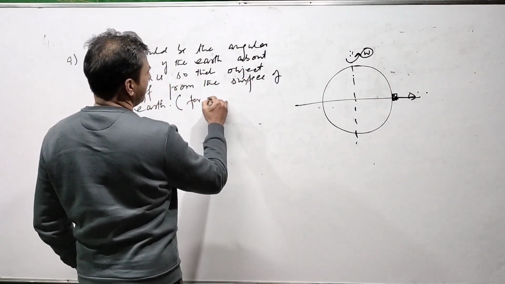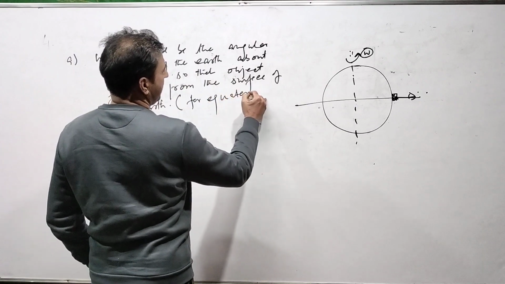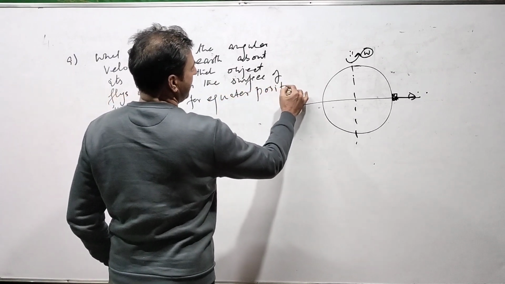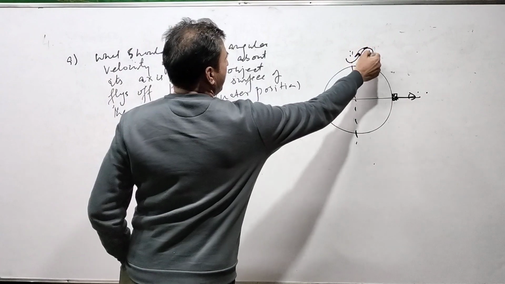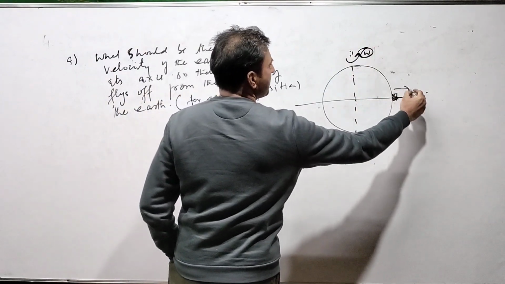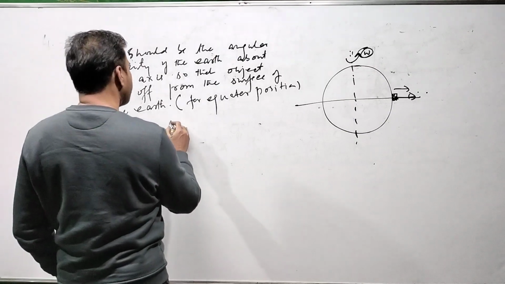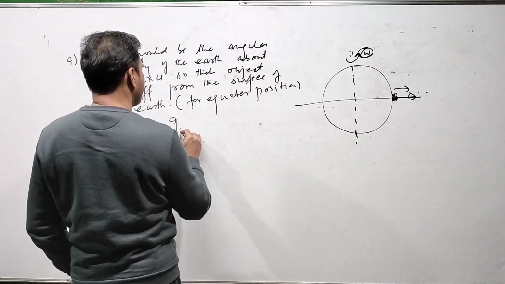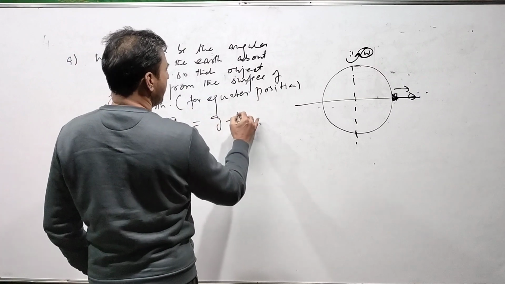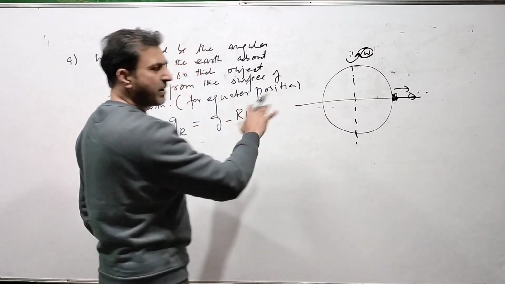For the equator position, what should be this omega of the earth so that the object is thrown into space, or flies off into space? The answer is like this: g equator is equal to g minus r omega square, which we got right now.